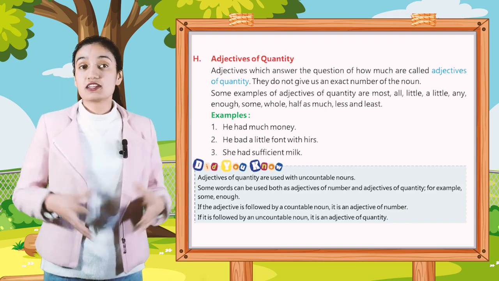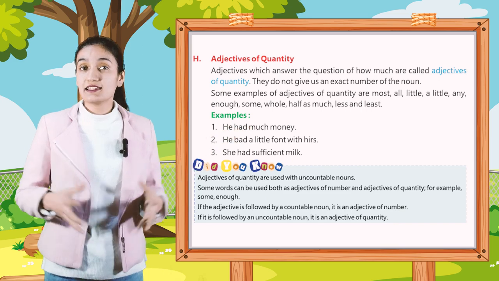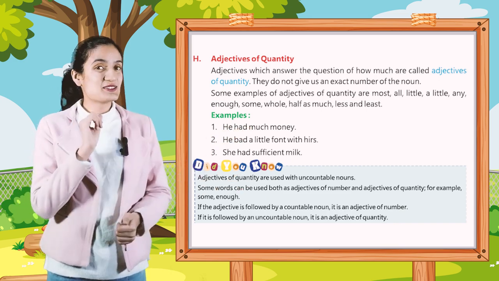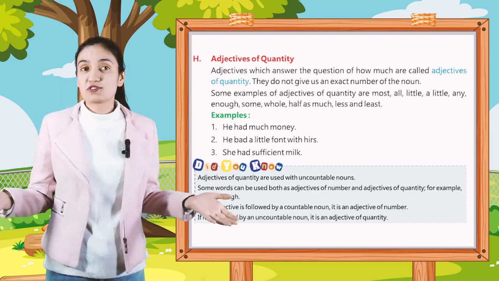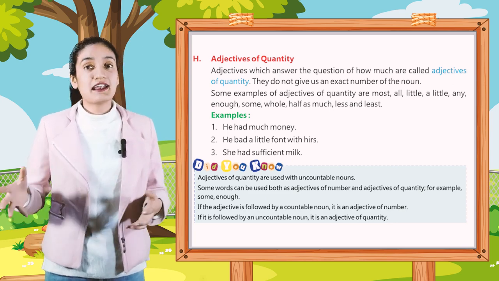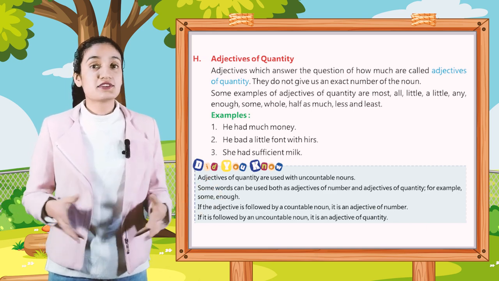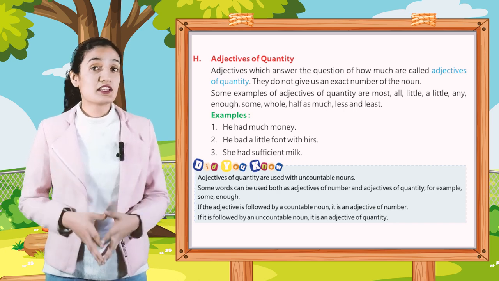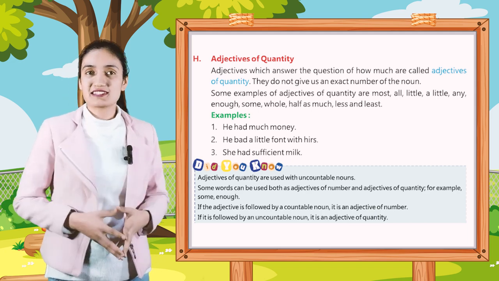So, much here is the adjective of quantity. Second, he had a little font with hairs. She had sufficient milk. Now kids, did you know adjectives of quantity are used with uncountable nouns? Some words can be used both as adjectives of number and adjectives of quantity. For example, some, enough. If the adjective is followed by a countable noun, it is an adjective of number. If it is followed by an uncountable noun, it is an adjective of quantity.